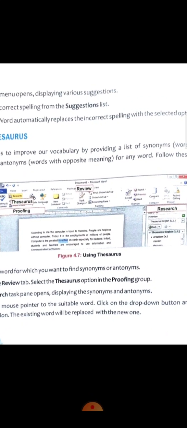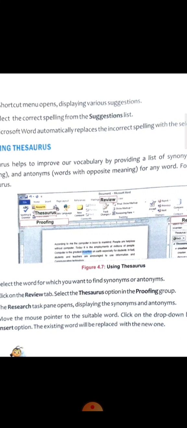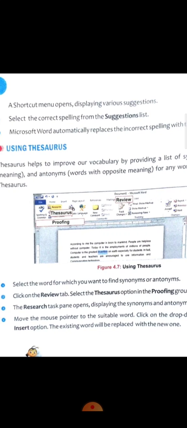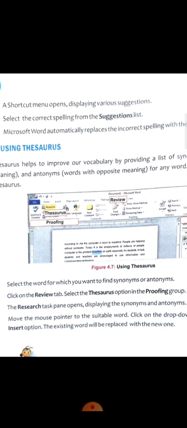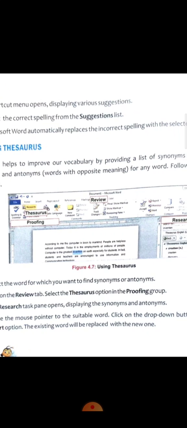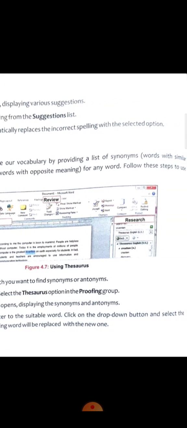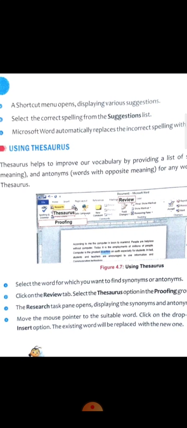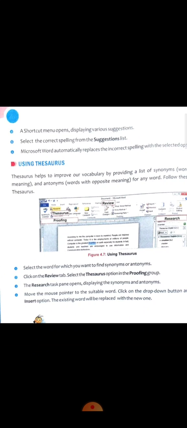To use the thesaurus, this is the process. First of all, we have to select the word for which we want to find synonyms or antonyms, and after that we will click on the Review tab that you can see here, and the Thesaurus option in the Proofing group. Then the research task pane will open displaying the synonyms and antonyms. Then we have to move the pointer to the suitable word, click on the drop down button and select the Insert option. The existing word will be replaced with the new one.